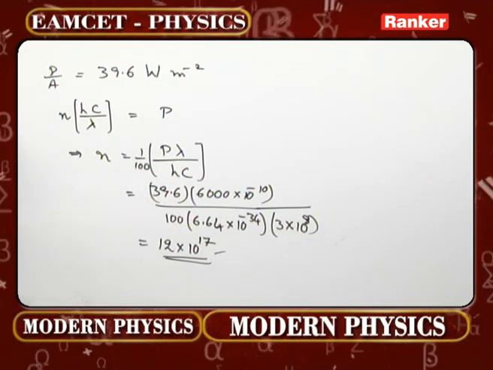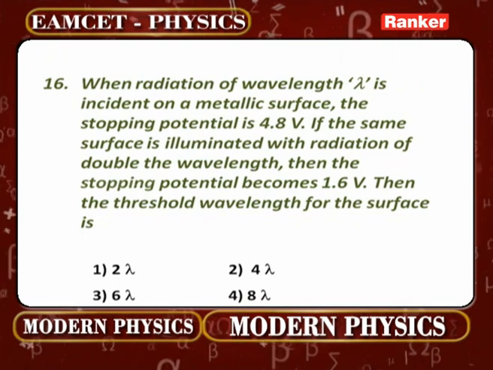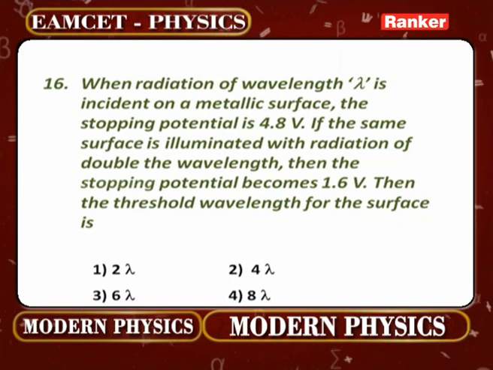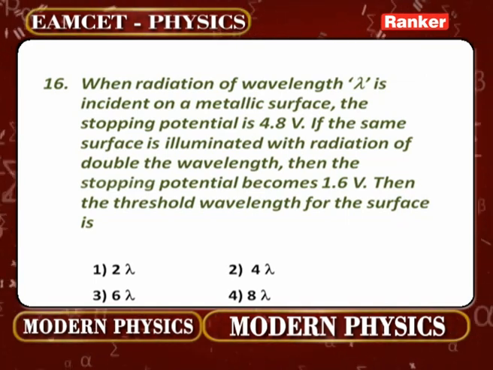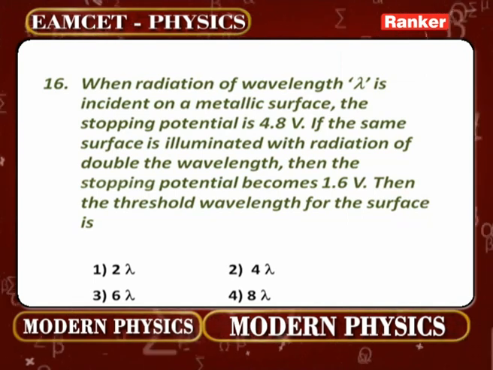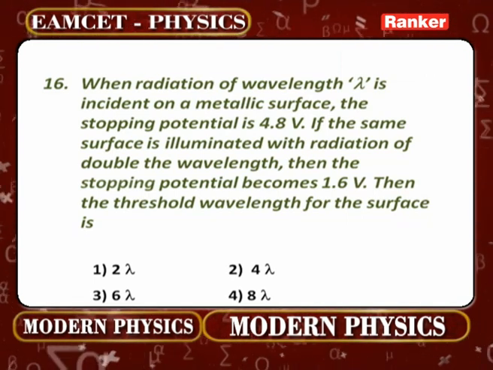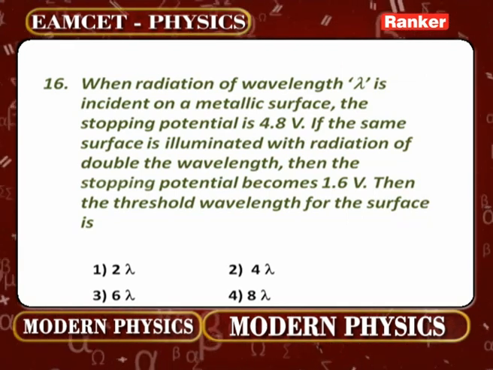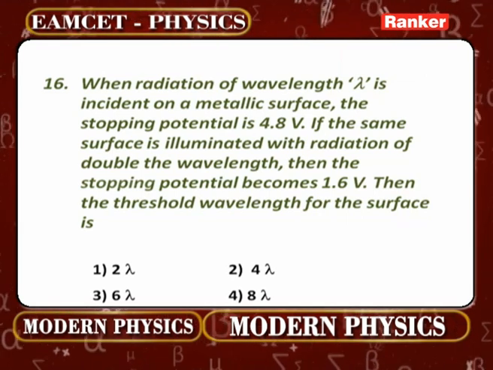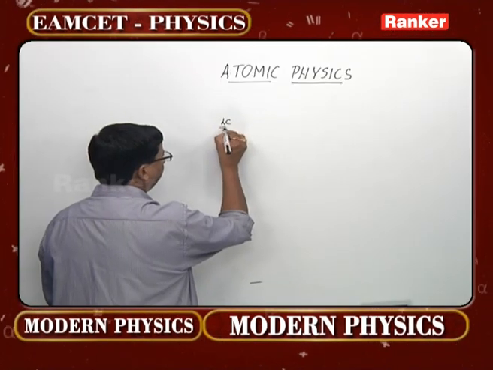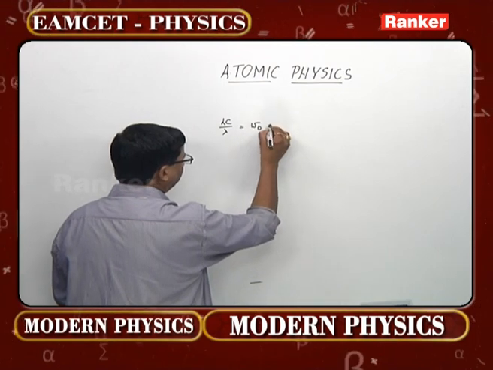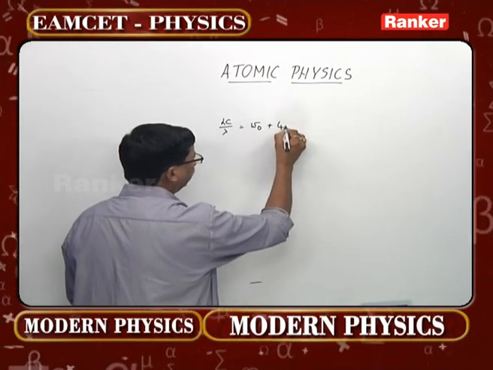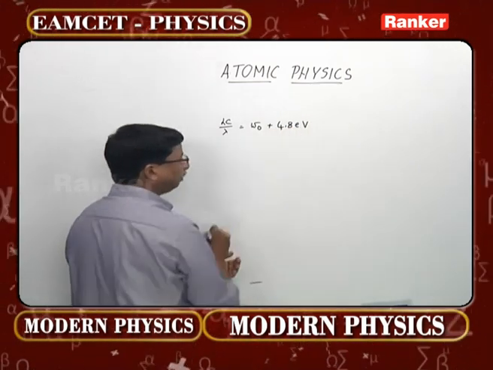Please look at the next problem, that is problem number 16. When radiation of wavelength lambda is incident on a metallic surface, the stopping potential is 4.8 volt. If the same surface is illuminated with radiation of double the wavelength, then the stopping potential becomes 1.6 volt. Then the threshold wavelength for that particular metal is how much? That is the concept. All of you can understand hc by lambda is equal to W naught plus eV naught. What is that eV naught here? 4.8 eV.